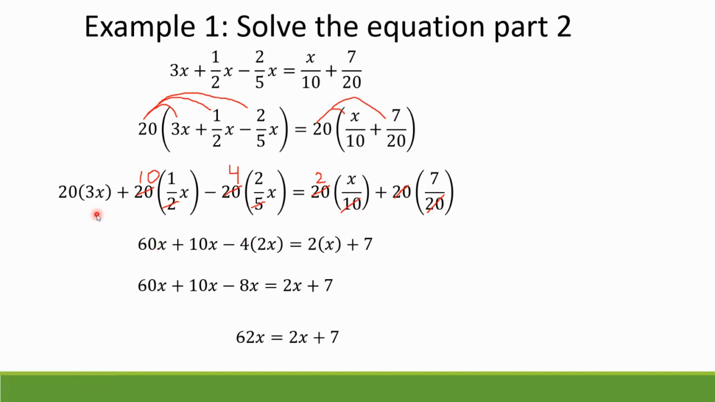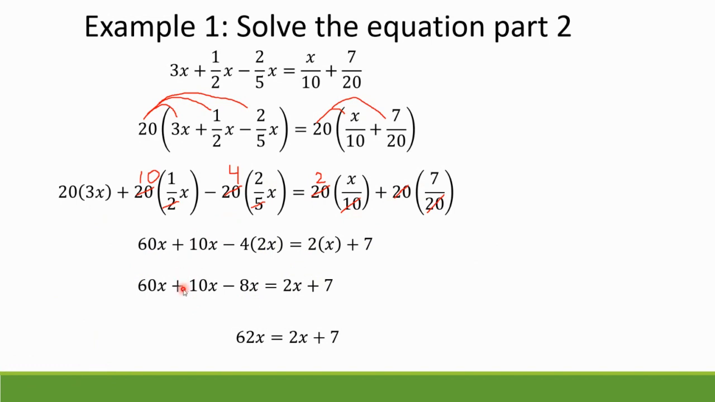So what are we left with? 20 times 3x is 60x. 10 times 1x is 10x. 4 times 2x is 8x. Here we get 2x. Here we have 7. And then we write this as 60x plus 10x minus 8x is 2x plus 7. And again, now the hard part is done. Those denominators are gone, so you don't have fractions anymore. Now we just simplify and solve for x.